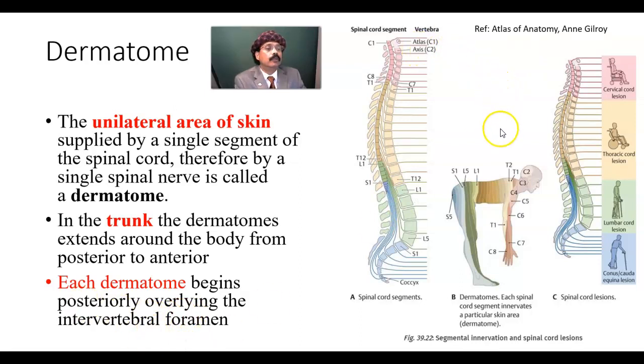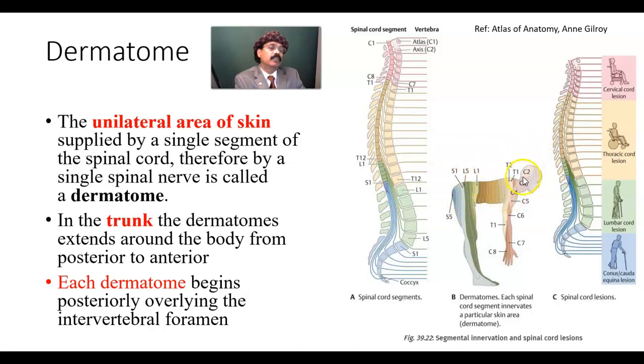So these are the dermatomes, this stripe on one side and also on the other side. These are the areas of the skin innervated by a particular segment of the spinal cord. Okay, so these are the dermatomes.